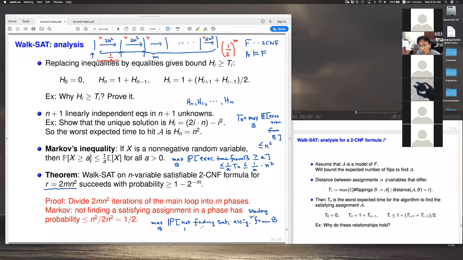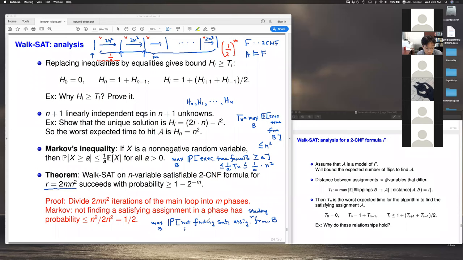We are using the so-called Markov property, which says just knowing the starting point is good enough. And then we're going to bound the worst case of this probability with respect to any B. So that's why we can use this multiplication. Okay.